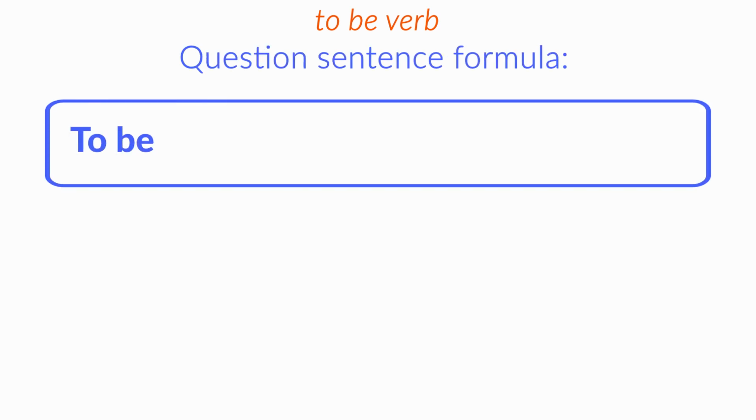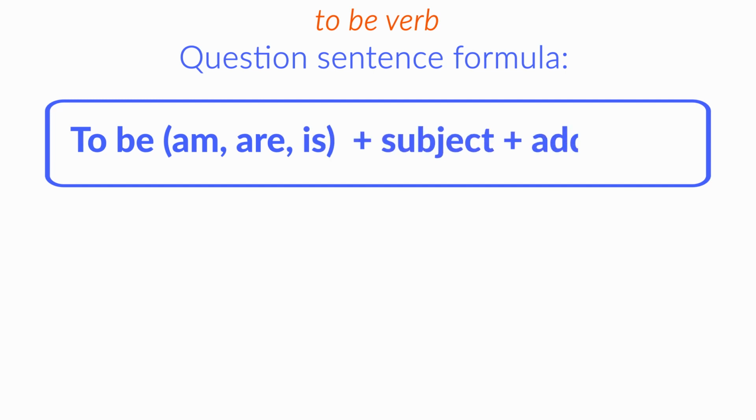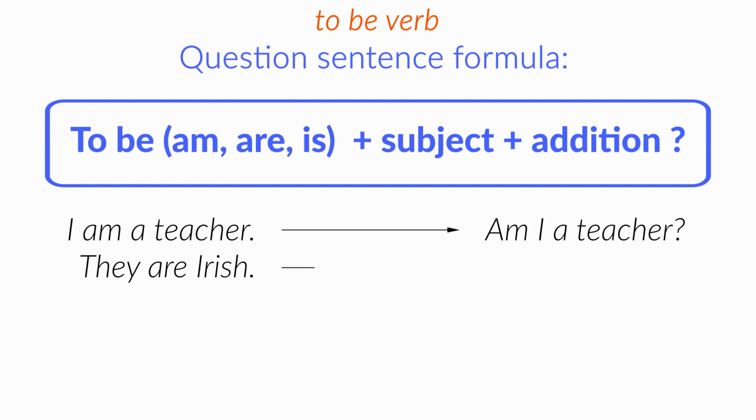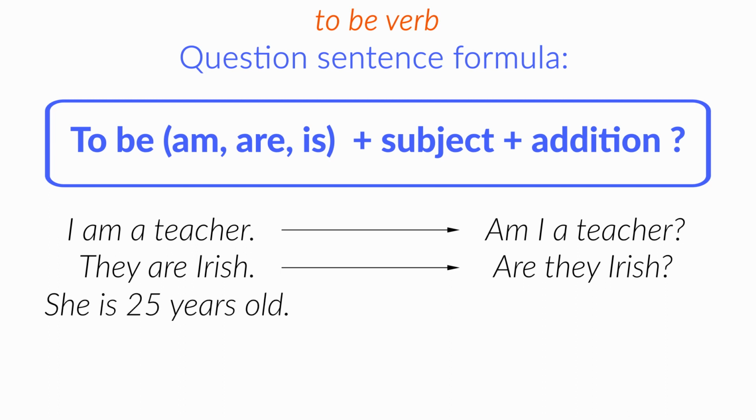And this is a formula to make a question sentence. To be, am, are, is, plus subject, plus addition, question mark. Don't forget to repeat after me. I am a teacher. The question sentence: am I a teacher? They are Irish. The question sentence: are they Irish? She is 25 years old. The question sentence: is she 25 years old?